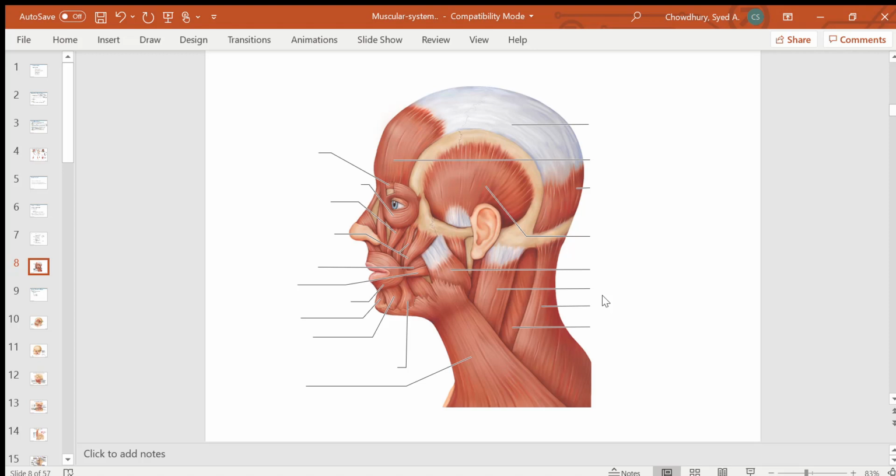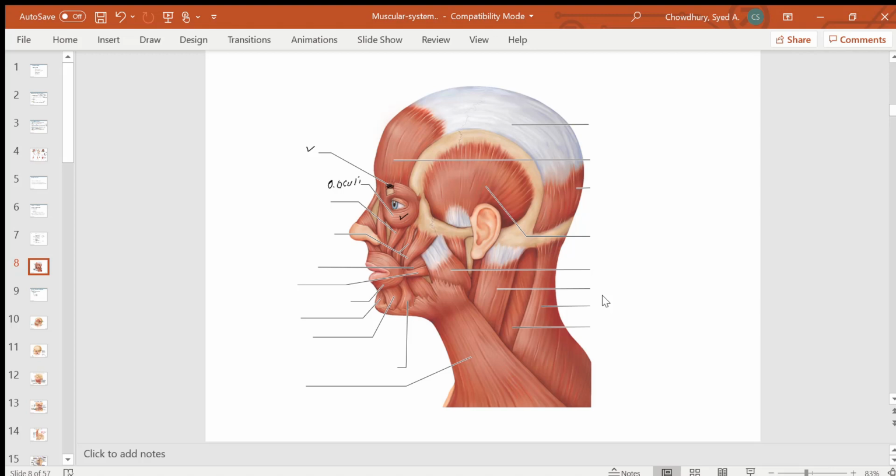So let's see those muscles. I have removed the names so you can learn better. You see here, this muscle is around the eye, right? So this is the orbicularis oculi. Orbicularis means round, oculi means eye. Under the orbicularis oculi, you see this muscle. You will only see it once you remove or dissect the orbicularis oculi. This is called corrugator supercilii muscle. So those are two muscles around the eye.